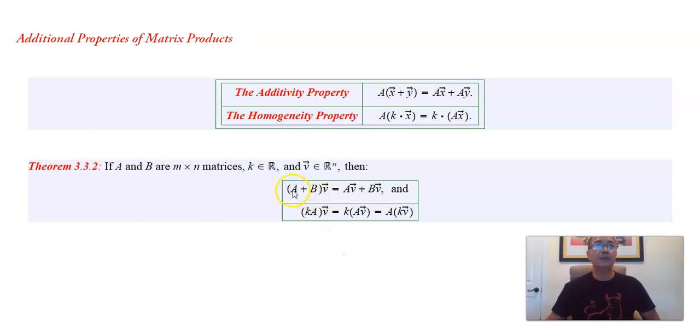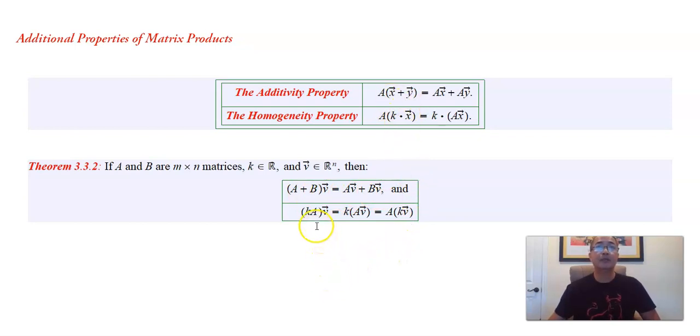So this time, if you do A plus B first, and of course they have to be the same size matrices, and then you multiply by V, it's the same thing as getting A times V plus B times V. Again, additivity, almost the same as the distributive property.